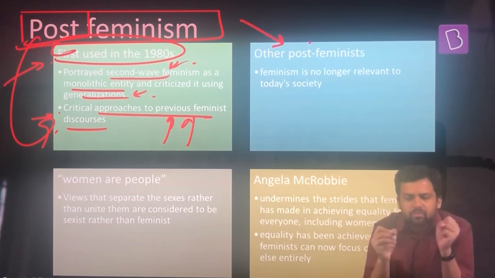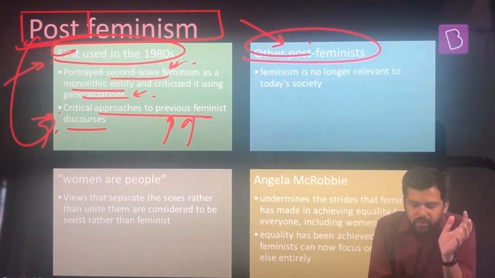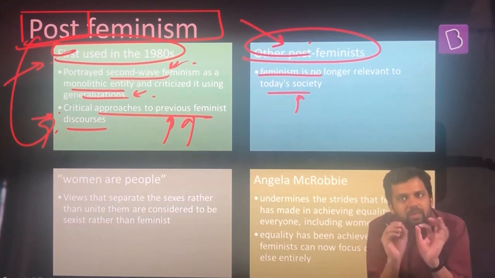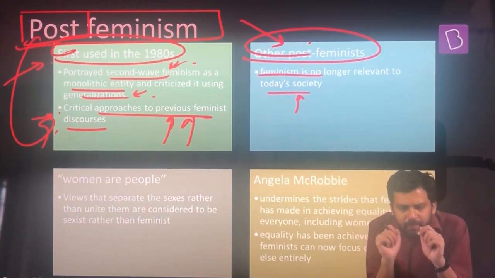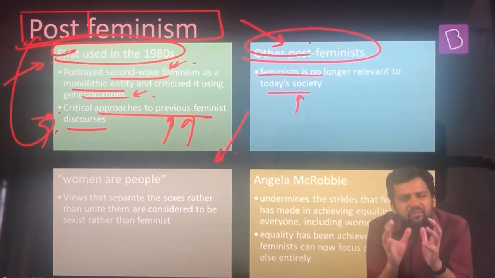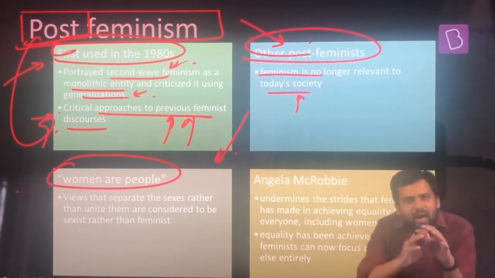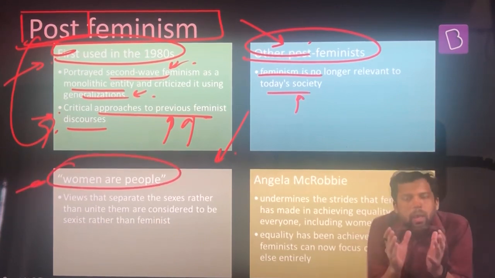There are some post-feminists who believe that feminism is no longer relevant in today's society. We don't need feminism. That is what some post-feminists believe. Not everyone believes that. Apart from that, some post-feminists feel that women should be recognized as people. Women are just any other people.